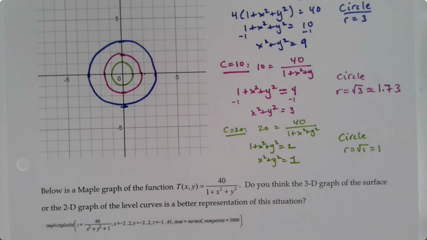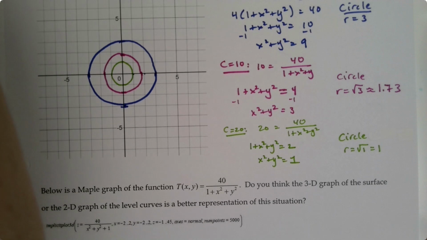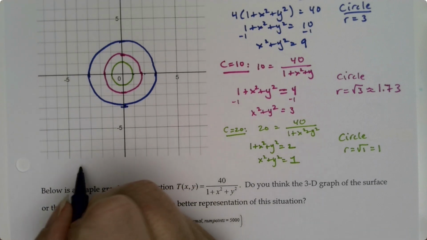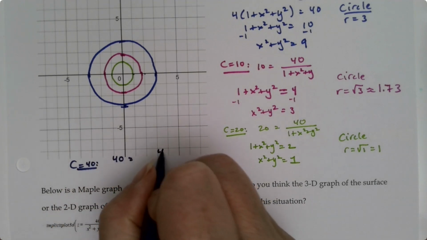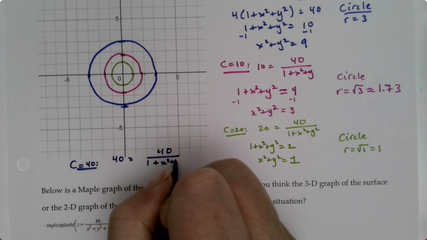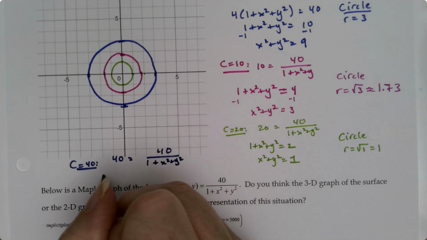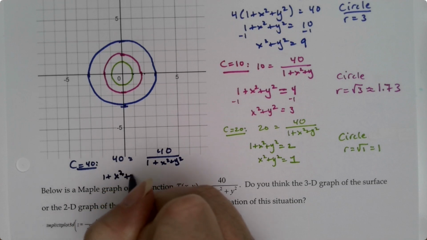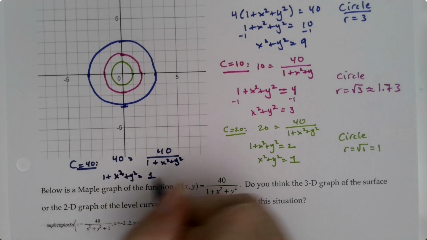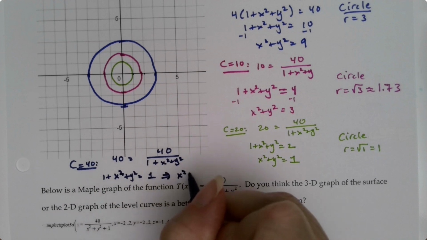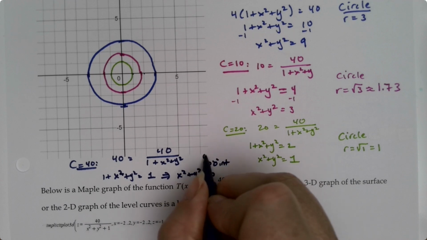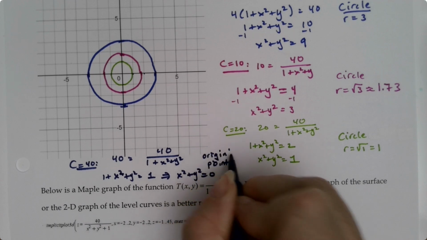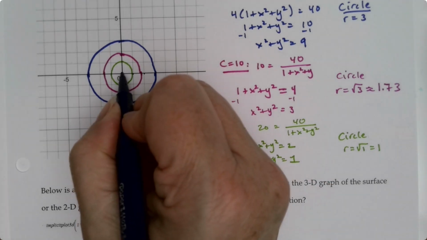And I take it back. I will try to fit in the 40. Let me just sneak it in over to the side here, because I think you see what's going to happen. If c equals 40, then 40 equals 40 over 1 plus x squared plus y squared. When I divide by 40, that's 1. So you're left with 1 plus x squared plus y squared equals 1, which means x squared plus y squared equals 0. It's a point. It's the origin. So that would be that dot right there.